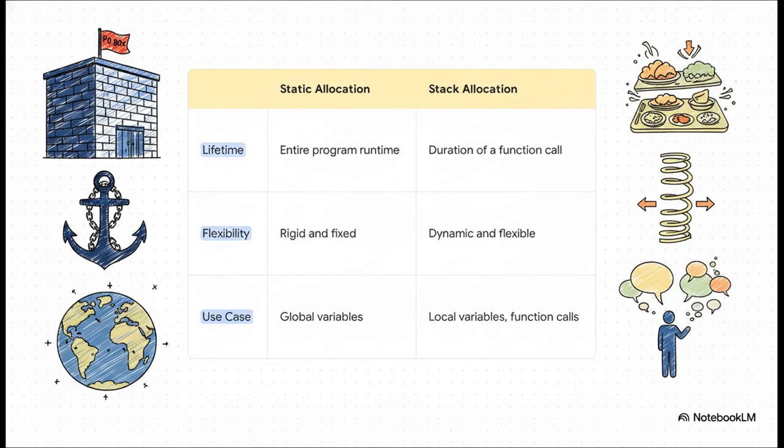So let's just put them side by side for a second. Static is permanent. It's like that P.O. box, and it's used for things that need to stick around, like global variables. The stack, on the other hand, is temporary. It's like a cafeteria tray, used for the quick, dynamic work of local variables inside functions. They're just two different tools for two very different jobs.